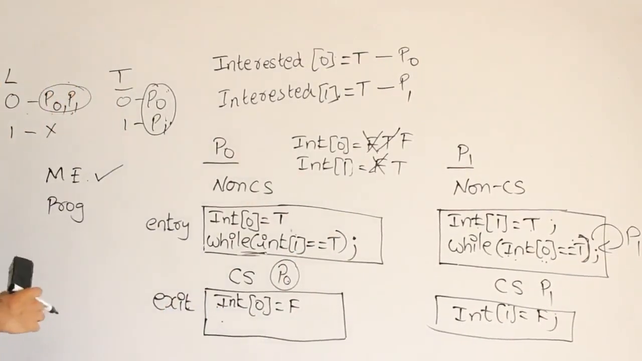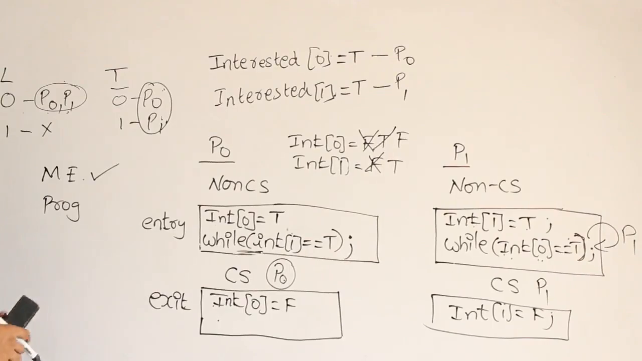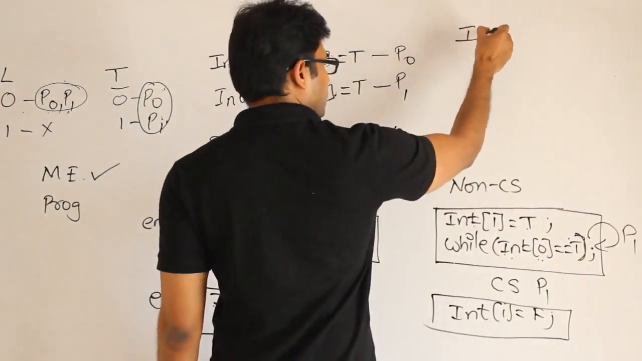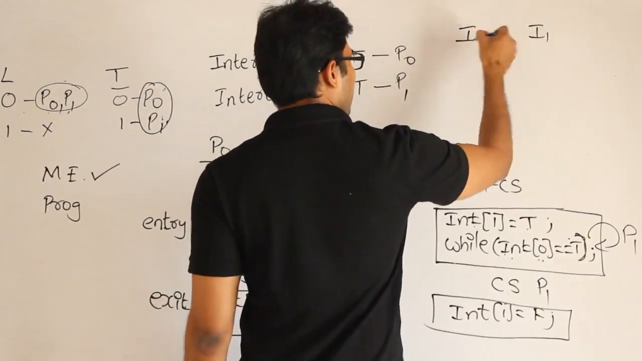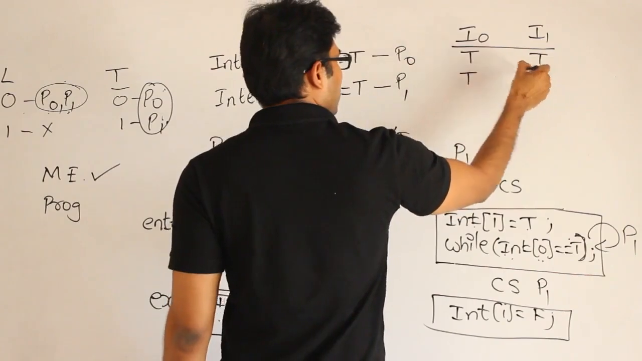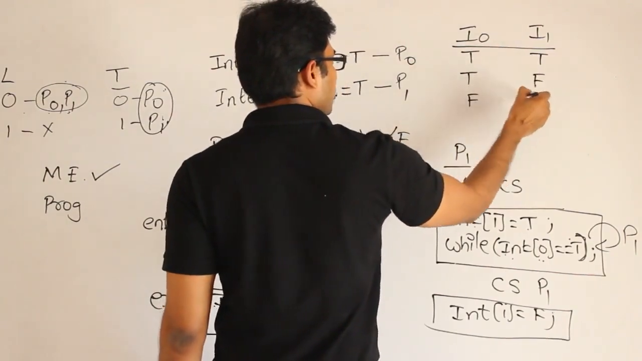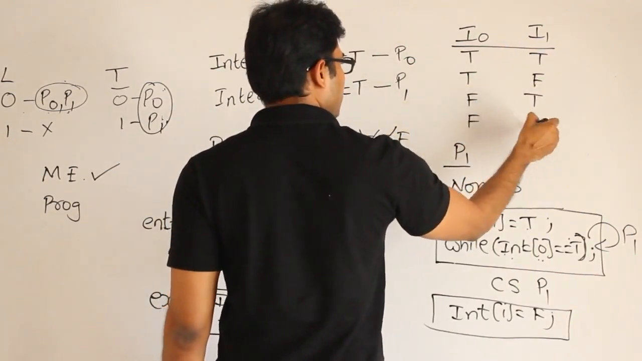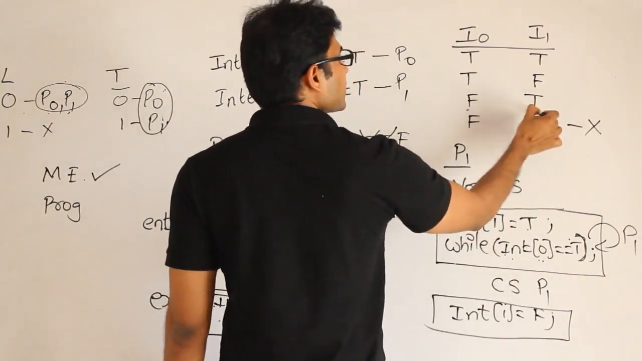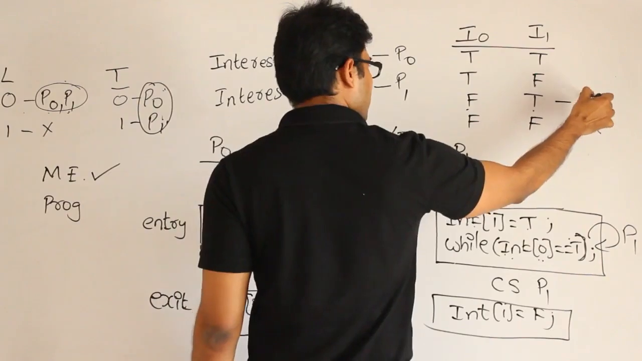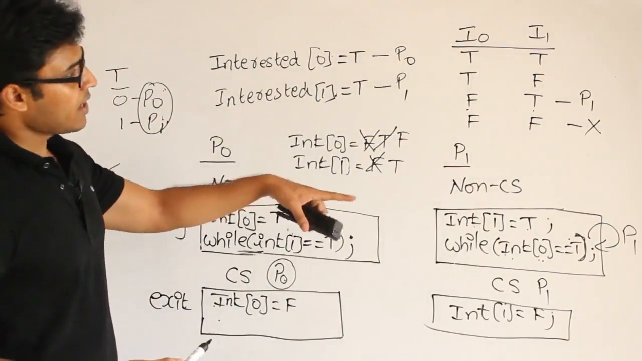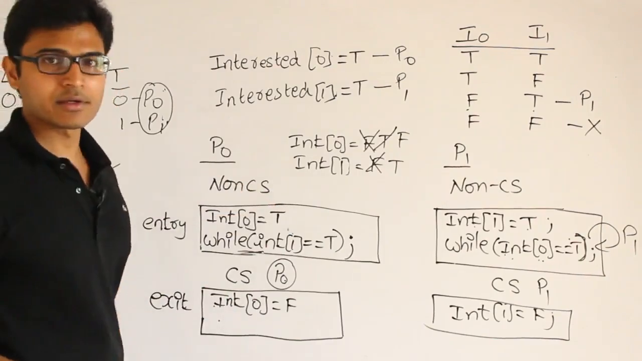If you have any doubt, just analyze this a bit more. Let us say this is the interest of 0 variable and interest of 1 variable. What are the four cases? Both of them can be: true true, true false, false true, false false, right? In the false false case no one is interested, so there is no problem. In this case only I1 is interested, therefore who will get the chance? P1. I1 has a true value, which means P1 is interested and the other one is never interested, therefore P1 can enter the critical section.